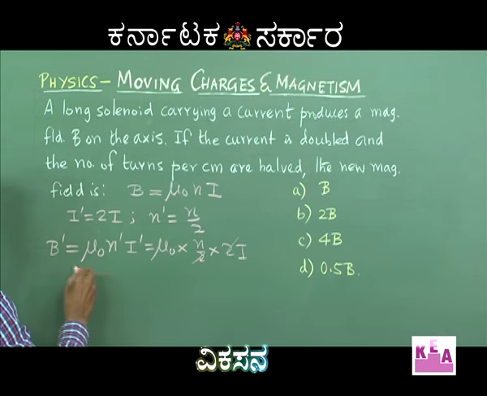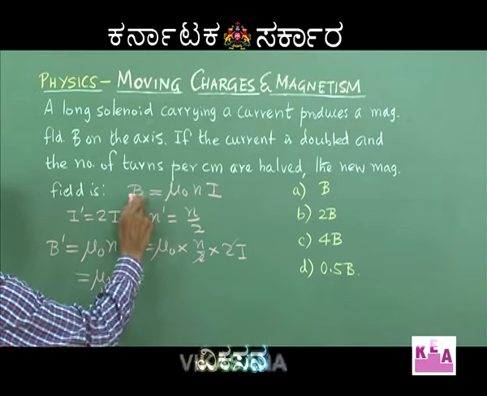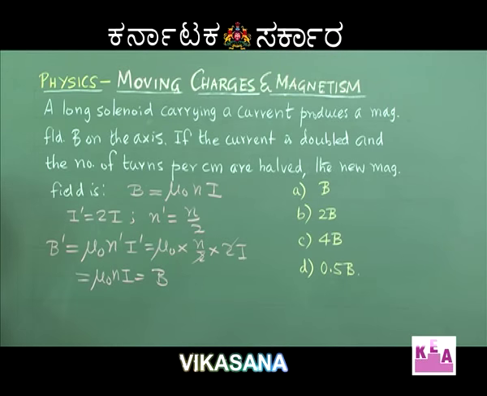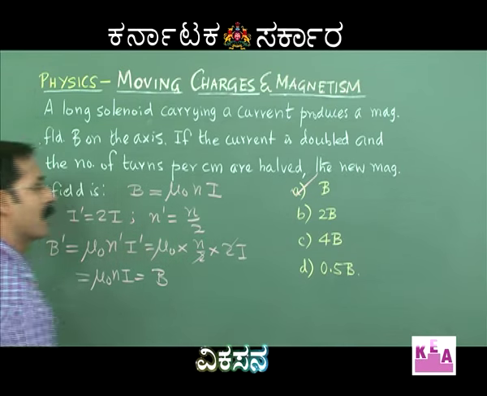These two 2's get cancelled. I am left with mu naught n i. That is exactly equal to the old magnetic field. Therefore, the new magnetic field is equal to the old magnetic field B. The answer is option A.